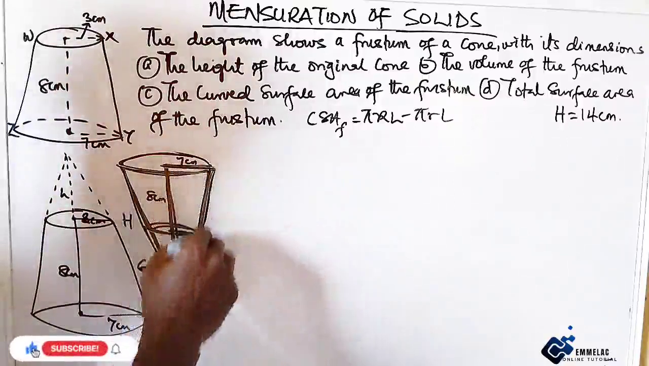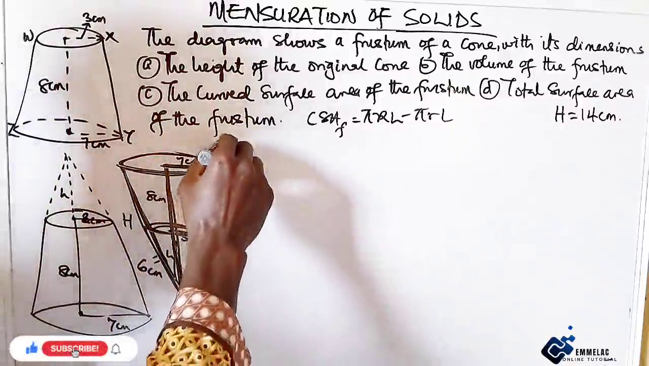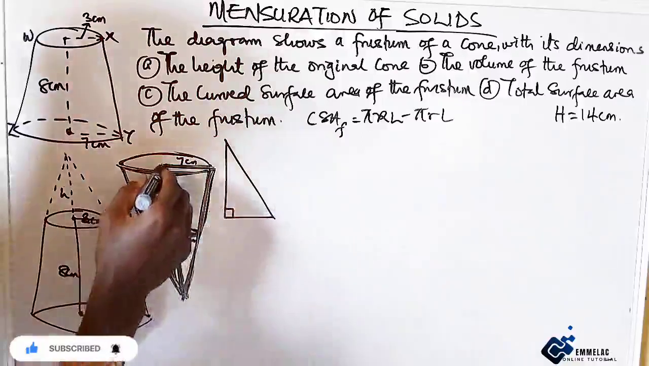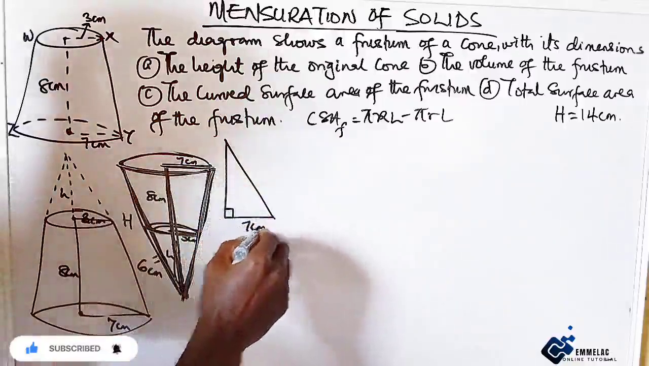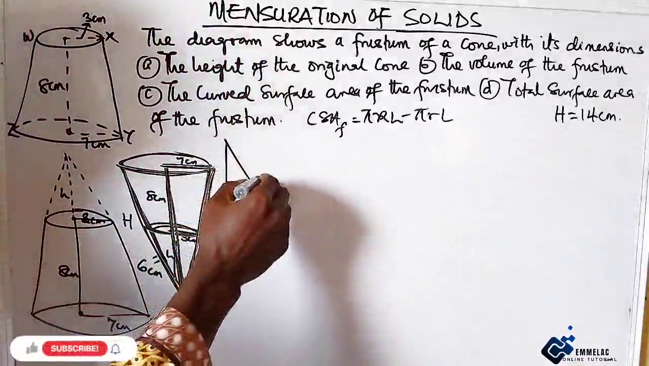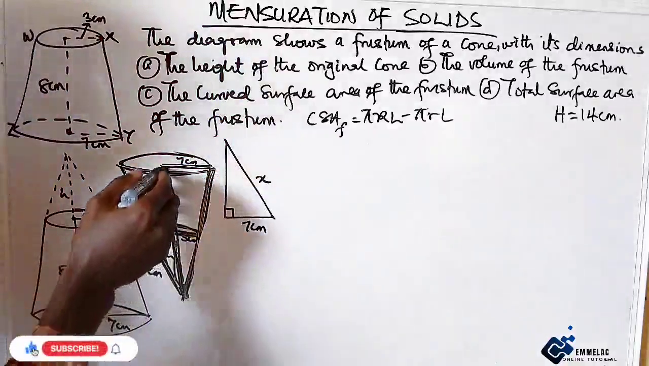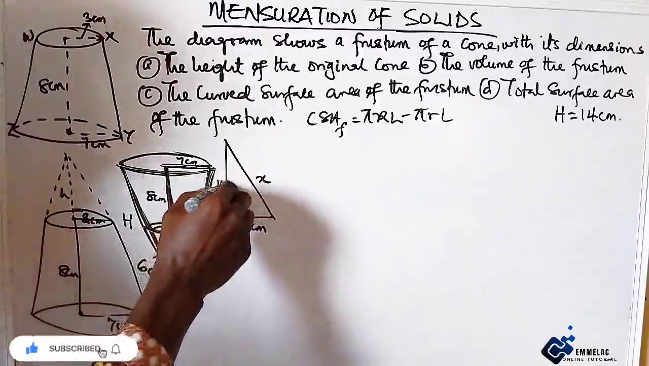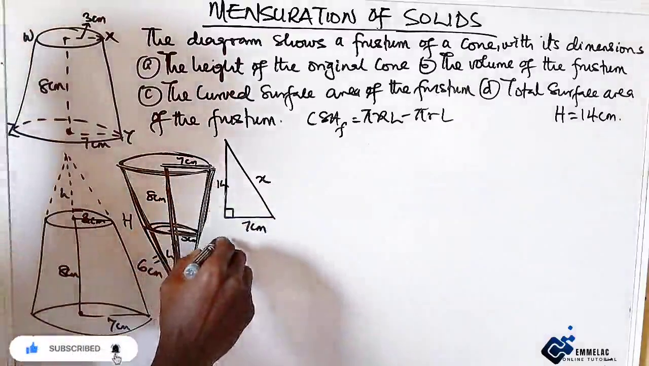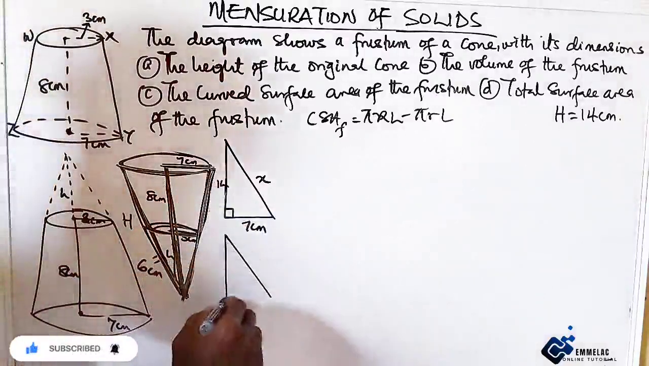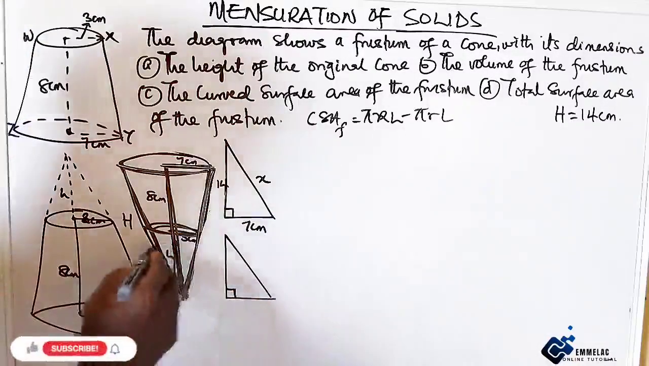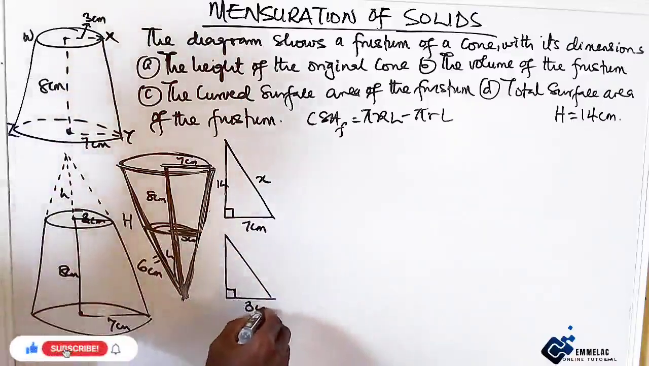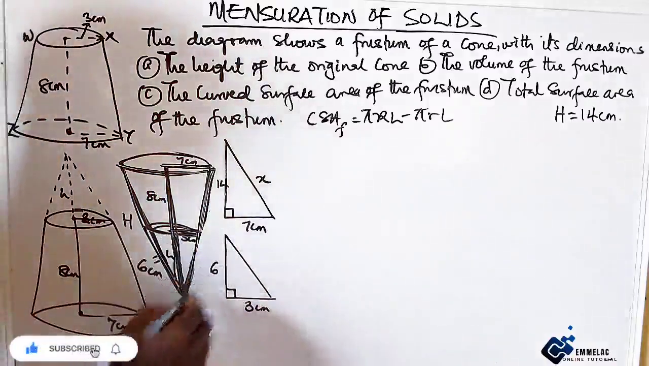Now this is a right angle triangle, so we can redraw it like this. Now this base is 7 centimeter. Now this slant height, we don't know. Now the height of the bigger one is what? 14. Okay, now for the smaller one, the base here is 3 and the height here is what? 6.